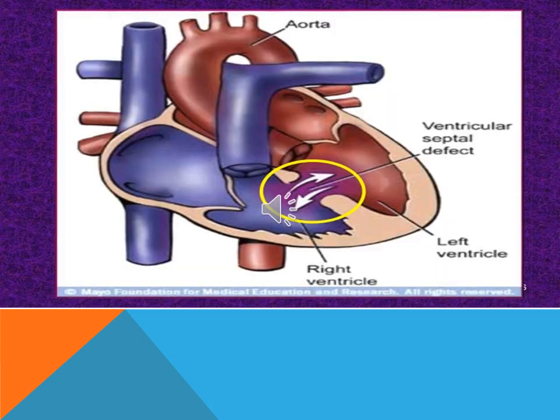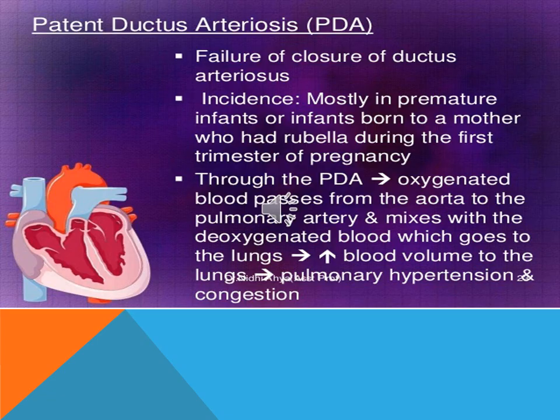This diagram exactly shows you what's going on in the ventricular septal defect. How the blood is shunted from the brown left side to the blue right side. Now we will talk about patent ductus arteriosus.